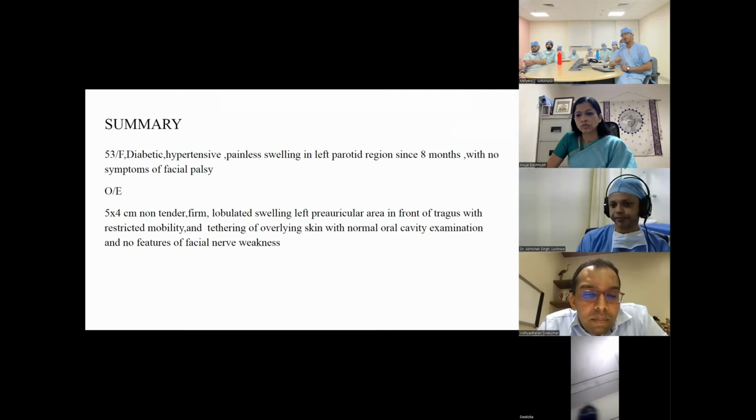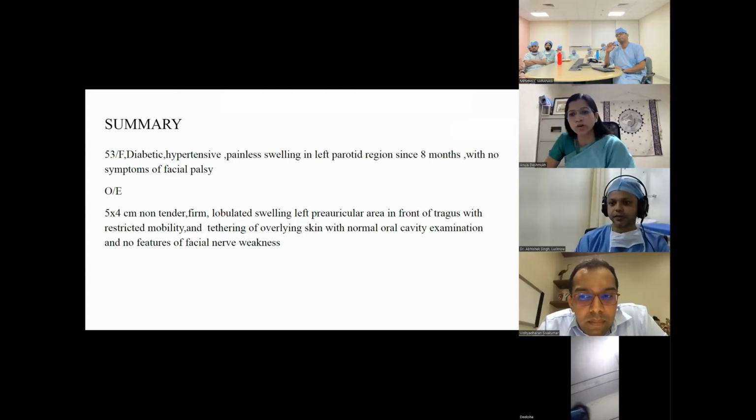What would be the sensitivity and specificity of each investigation? The sonography, MRI, CT scan. Do you have any idea? I'm not sure.